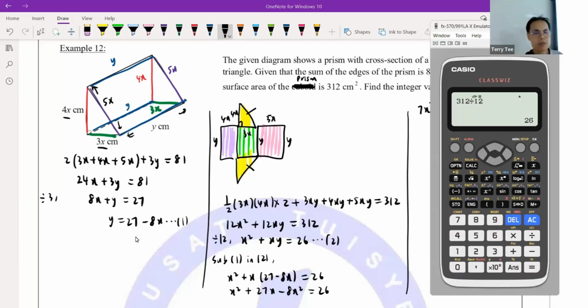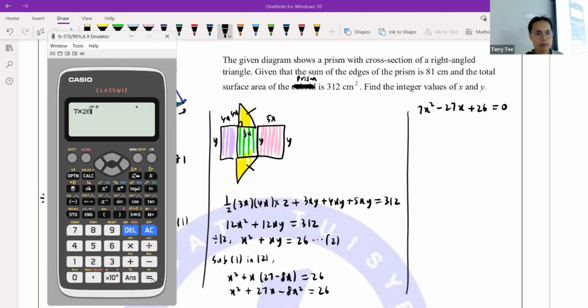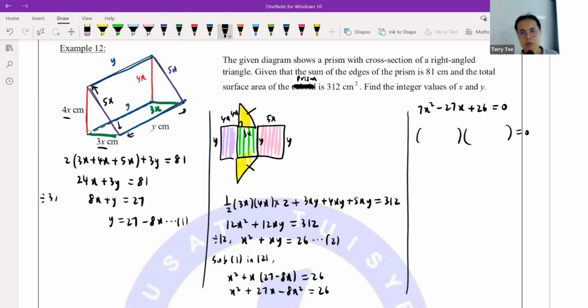Let's take 7 times 26. What will we get? 182. For 182, I use factorization. I can see it's supposed to be 14 and 13. 14 plus 13 gives us 27. So in order to get negative 27, one of them must be 14, one of them must be 13. For the 14, I must put 2 to get 14. For 13, I put it here. They are both negative, right? So my x is 13 over 7 or 2.